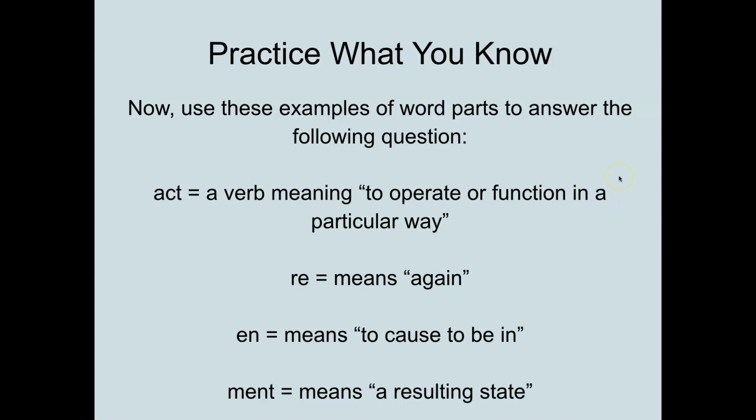Practice what you know. Now, use these examples of word parts to answer the following question. We have a root, act, which is a verb meaning to operate or function in a particular way. We have a prefix, re, meaning again. We have a prefix, en, meaning to cause to be in. And we have a suffix, ment, which means a resulting state.